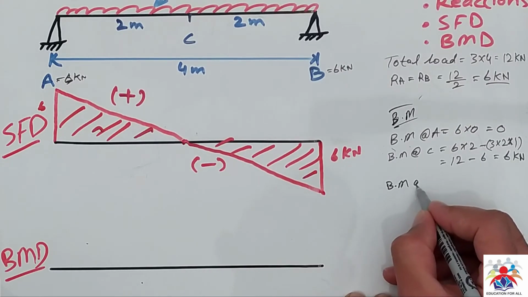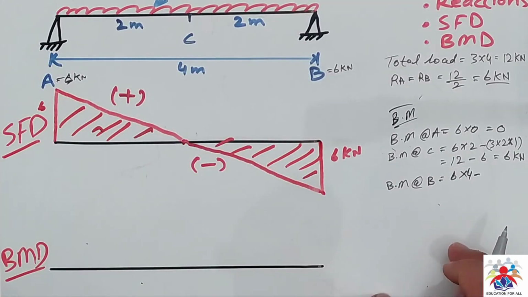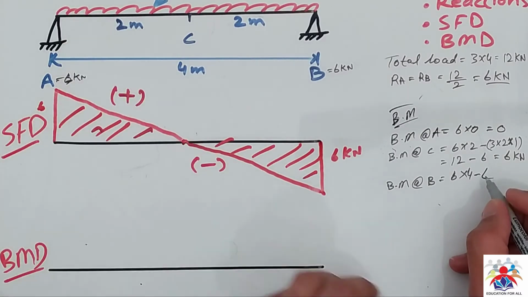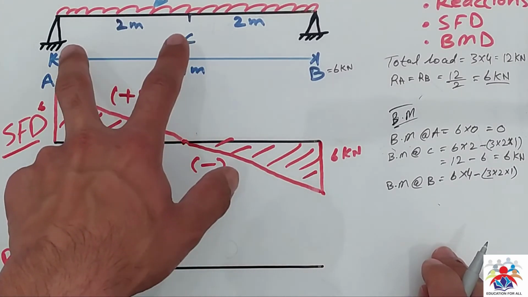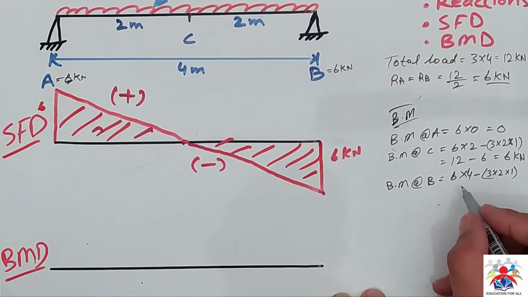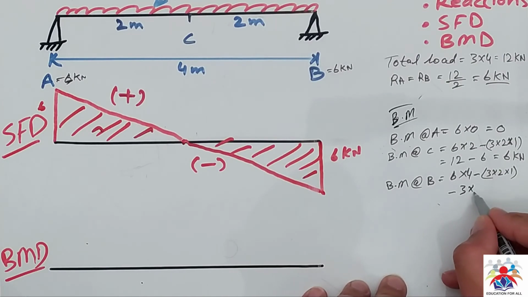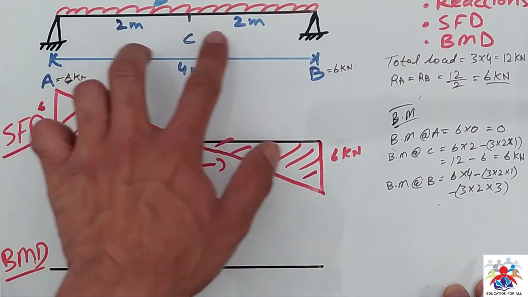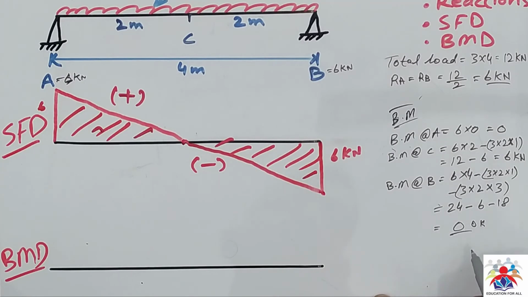Now bending moment at point B. 6 multiplied by 4, because from A to B the distance is 4. Then minus this UDL, which is 3 multiplied by 2 multiplied by 1, in the middle of the span, which is 2 meters. And then minus again this part of the beam, which is also 3 kilonewton over the span of 2 meters. It will be 3 multiplied by 2 multiplied by 3, since 1 is from here and 2 from here, so it will be 3. So 24 minus 6 minus 18, and at the end we will get 0. At point A it is 0, at point C it is 6, and at point B it is 0.